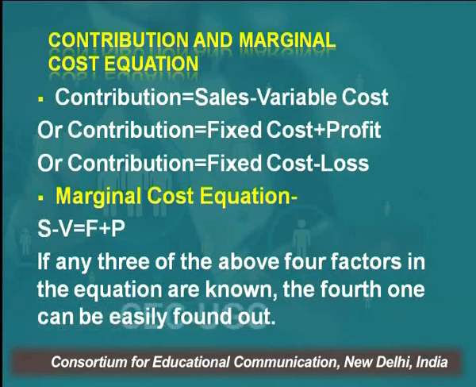So this contribution of 4 rupees consists of fixed cost component and profit. If I say I am selling 1 lakh pen, my variable cost is 6 lakh, my fixed cost is 2 lakh. At the first instance I will say my contribution is 4 lakh: 10 lakh sales minus 6 lakh variable cost, so my contribution is 4 lakh. Out of this 4 lakh, there is some component of fixed cost and some component of profit.